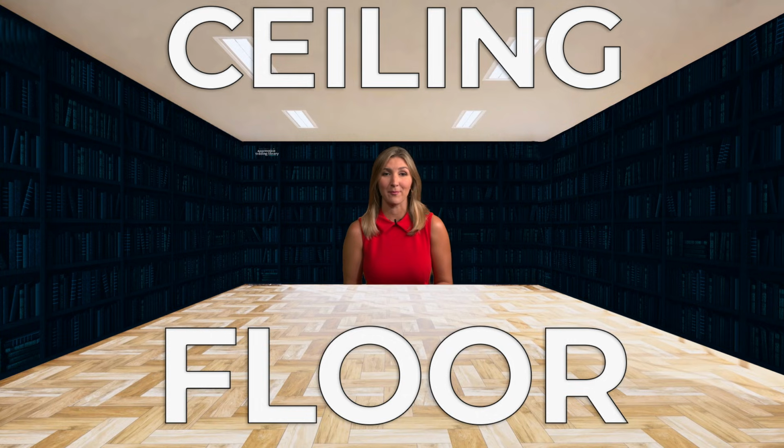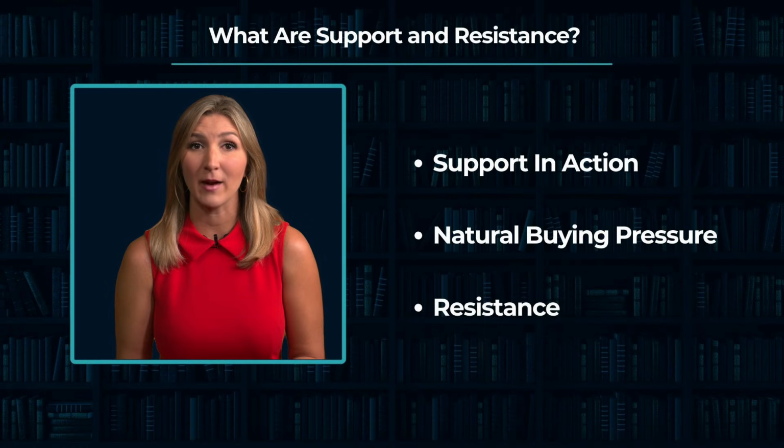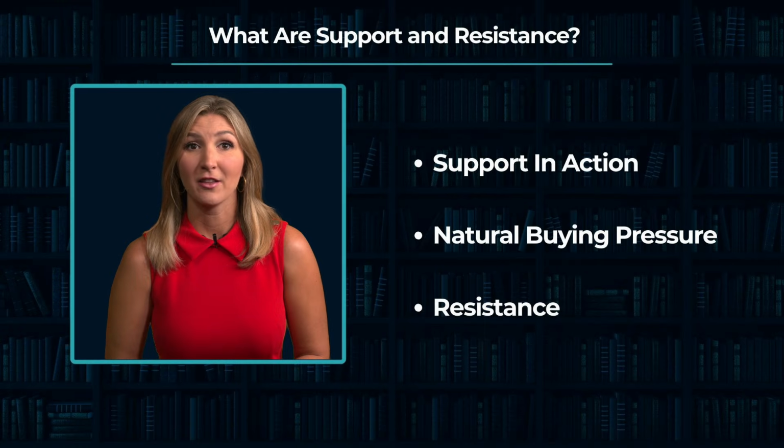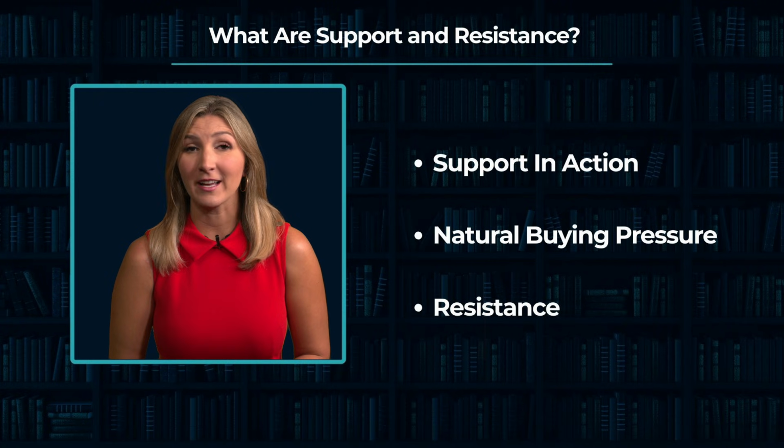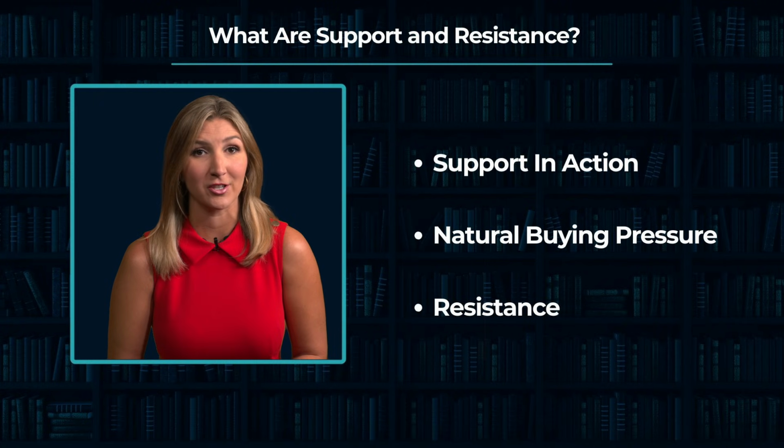Here's a perfect example. Imagine a stock hitting a round number like $50 3 different times and bouncing higher each time. That's support in action. Traders see this level and think, this stock at $50 is a good deal, creating natural buying pressure.